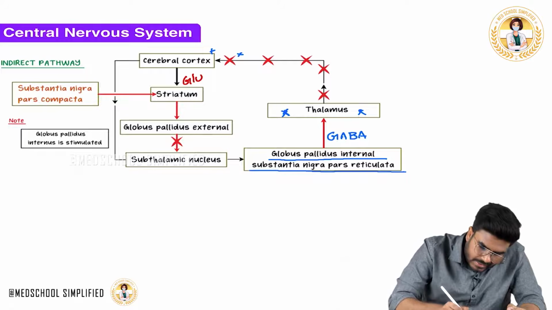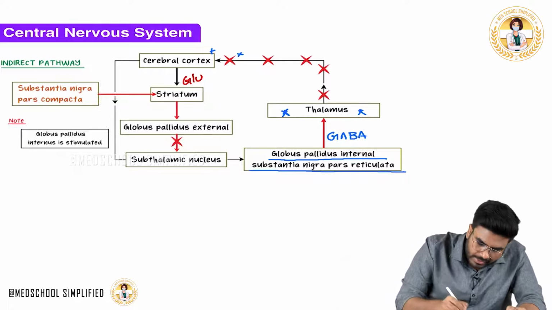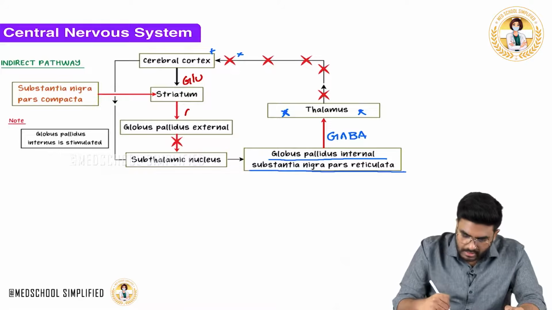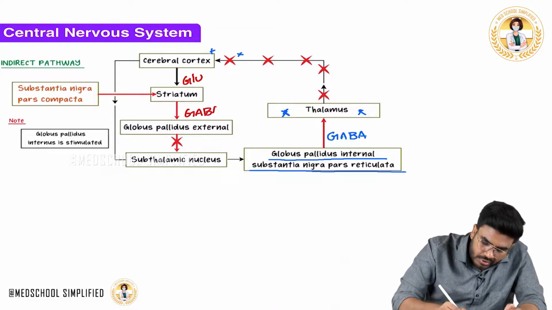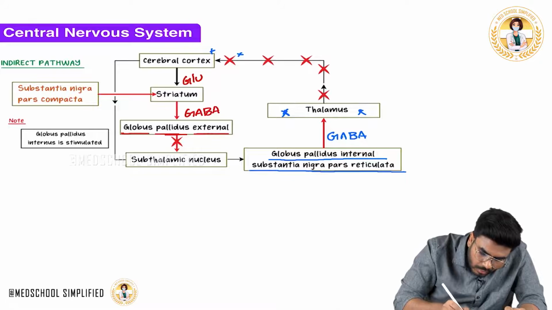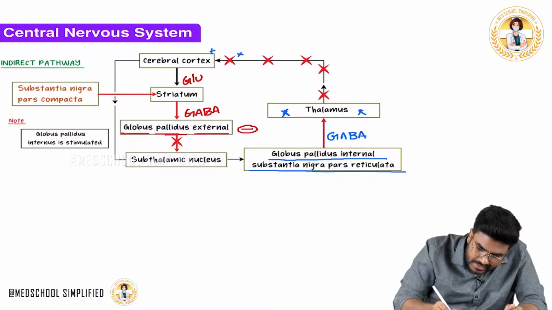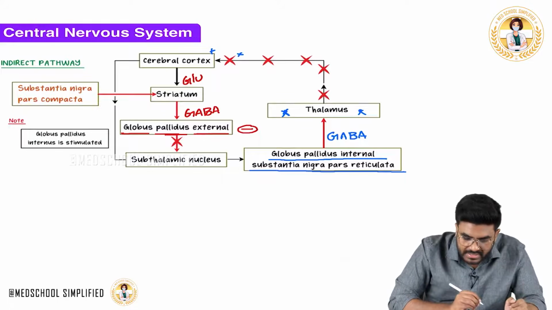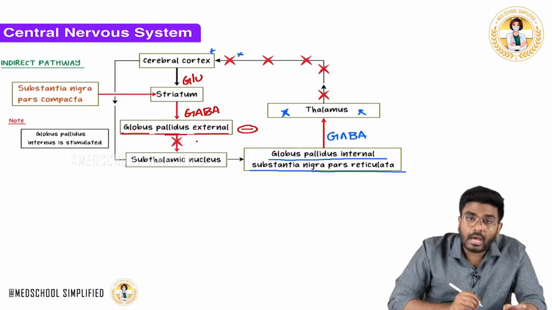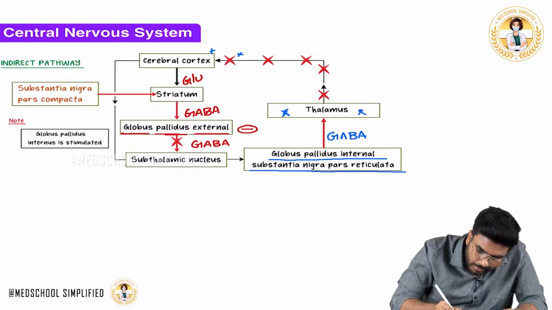Now what is happening? The cerebral cortex will release which neurotransmitter? Glutamate. This glutamate is going to act on the striatum. Now the striatum is activated. The striatum is going to release which neurotransmitter? GABA. GABA is released onto the globus pallidus externus. Now this globus pallidus externus is inhibited. When it is inhibited, what happened? Now it is not releasing the GABA.